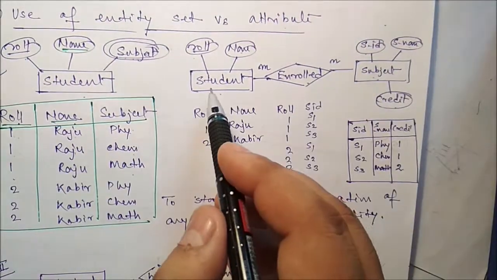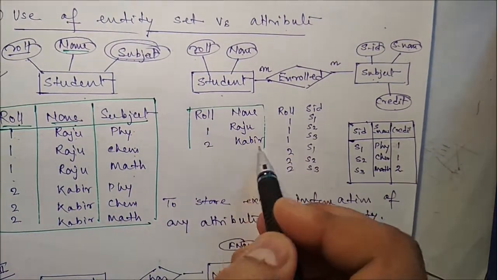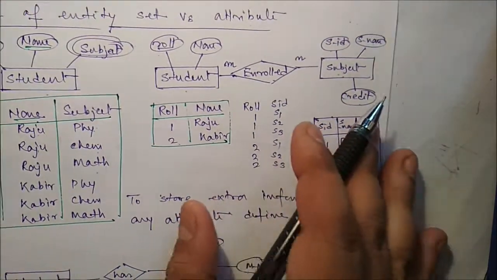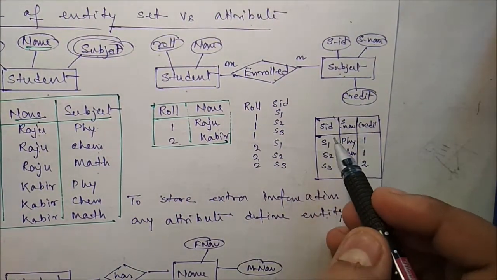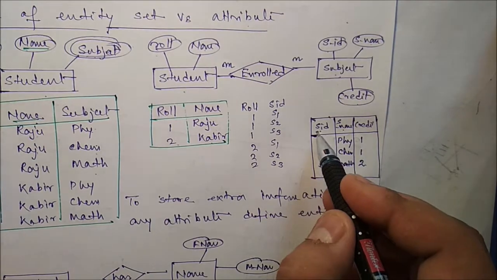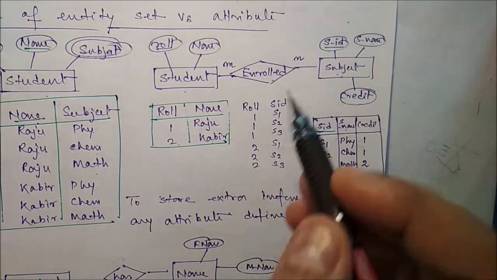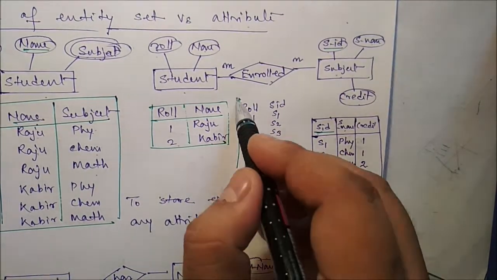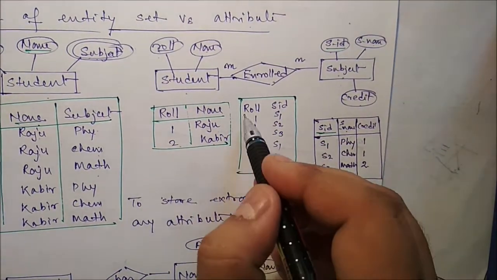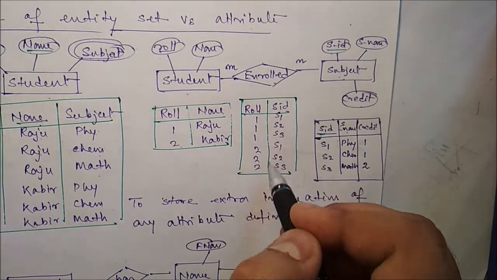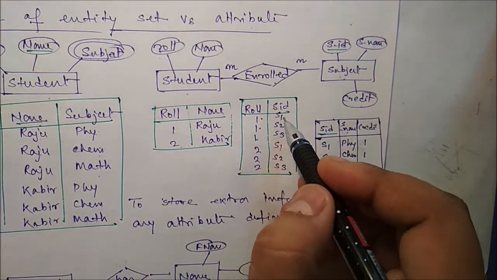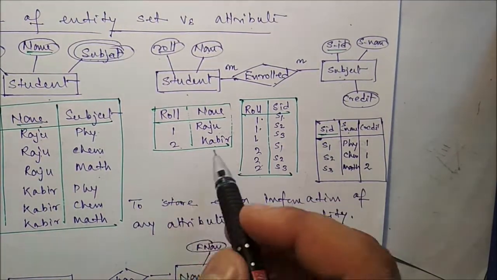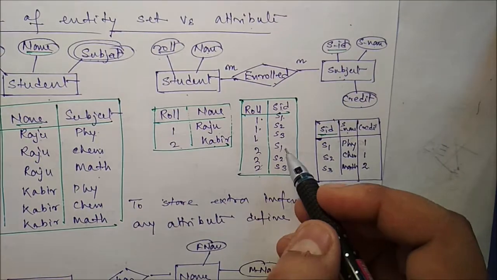Now here is the student table. Two students are there, roll number 1 and 2, Raju and Kabir, and this is our subject table, where subject ID, subject name and credit are there. Subject ID is the primary key. And this is our enrolled table, an M to N relationship, where roll number and subject ID are there. So roll number 1, 1, 1, subject ID S1, S2, S3, which means physics, chemistry, mathematics. And 2, 2, 2 means Kabir's subject IDs S1, S2, S3.